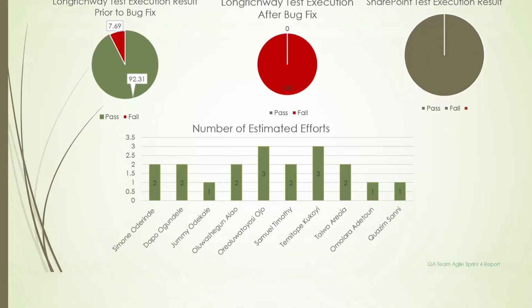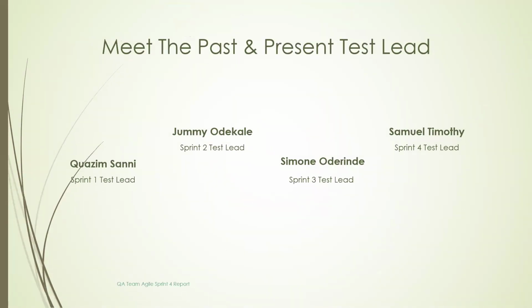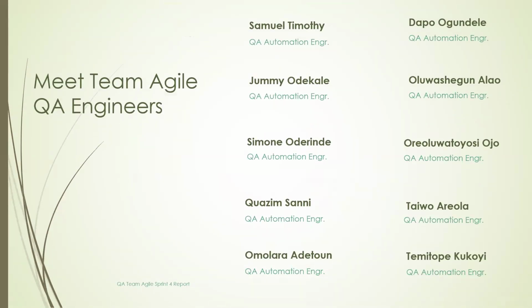Next slide, please. Speaking of the team members, here are the past test leads that actually made this sprint a success. Their support was very encouraging. Next slide, please. And of course, the ever-ready quality assurance engineers made this sprint a very successful one by putting in their all just to ensure that we achieve the amount of success we could for this sprint. Thank you.